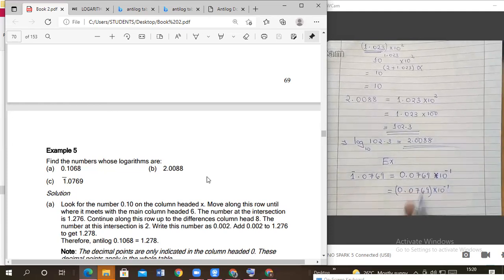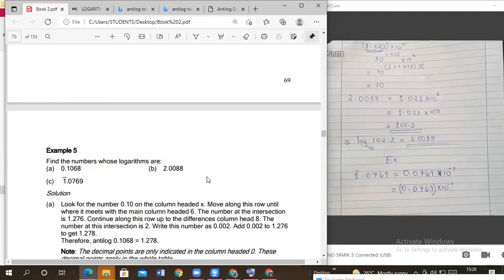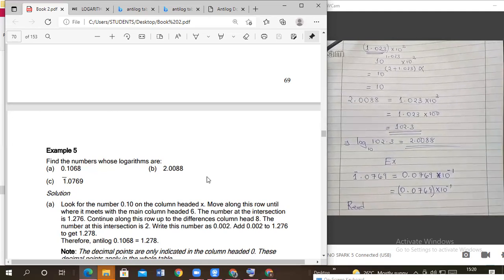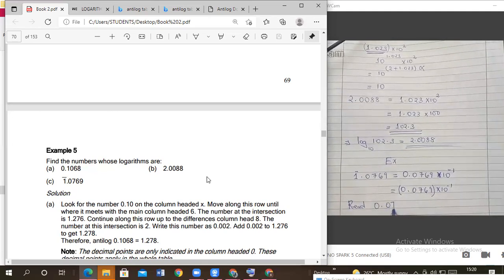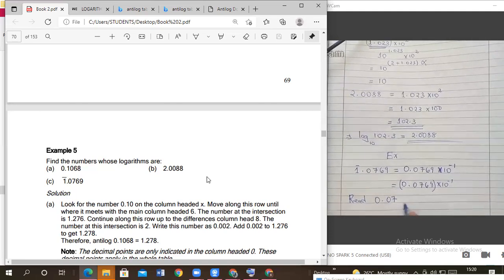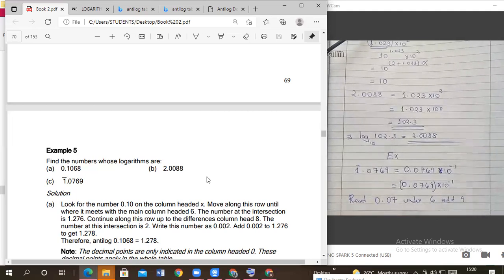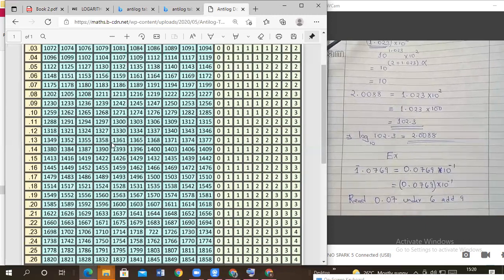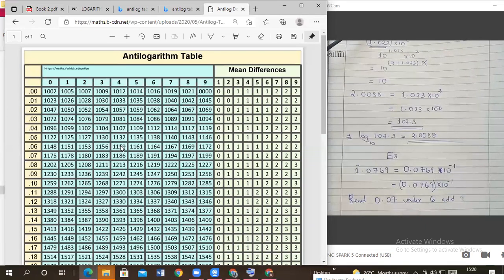Go and read for me this one. Let me do that one very fast. Read 0.0769: 7 under 6, then add 9. Let's go and check it very fast. 0.07. Are you seeing it?